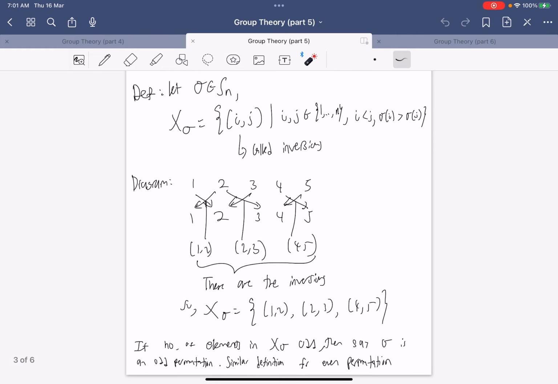Pictorially, let's say 1 is sent to 2, 2 is sent to 3, 3 is sent to 2, 4 is sent to 5, and 5 is sent to 4. Then these points where they cross, we can call the inversions. Because now 2 is sent to 3 and 3 is sent to 2, it fulfills this condition, since sigma(2) is 3 and is larger than sigma(3), which is 2. And so these are the inversions.